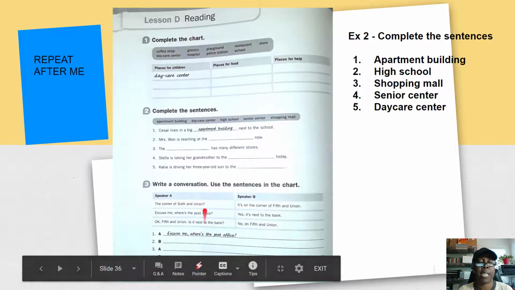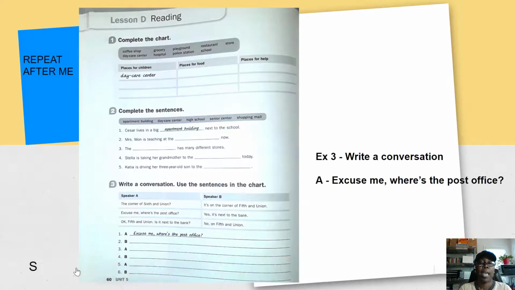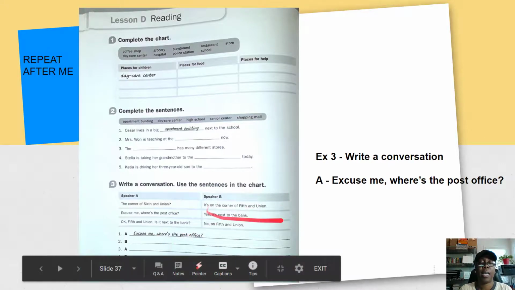So these are the sentences that speaker A will say, and then these are the sentences speaker B will say. It's on the corner of 5th and Union. Yes, it's next to the bank. No, on 5th and Union. So now the idea is for us to put the whole thing together, right? The idea is to put the whole thing together and write the conversation.